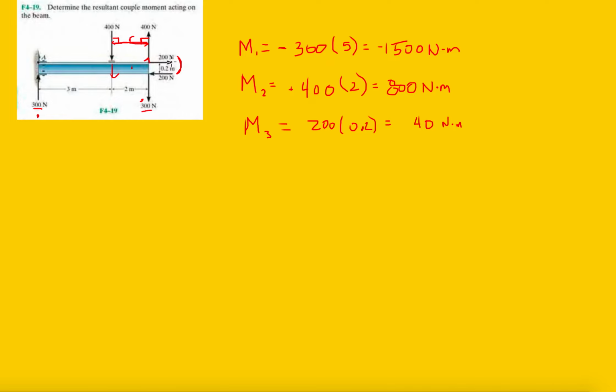Now let's identify which direction. This wants to pull it in this direction, towards the right. This wants to pull it towards the left. So it's going to be rotating clockwise.